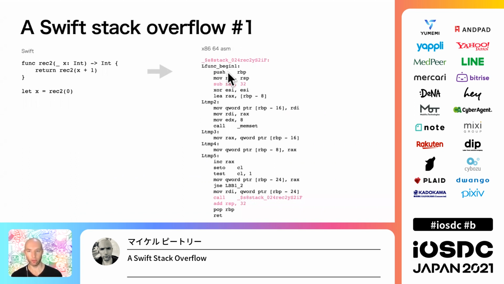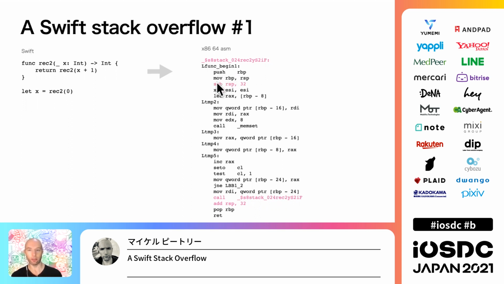We then push RBP and we set up our new stack frame, and then we sub from RSP 32 bytes. So effectively, we have established a 32-byte stack frame here. We do a whole bunch of stuff in here, and then finally, we call back into ourselves. So when we call back into the function here, all it does is move the instruction pointer back to the first instruction here.